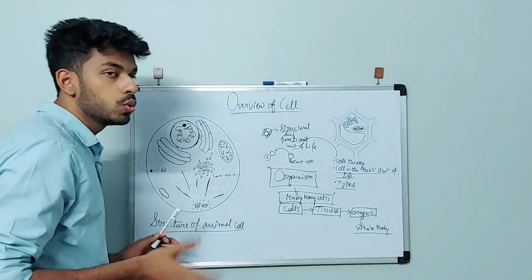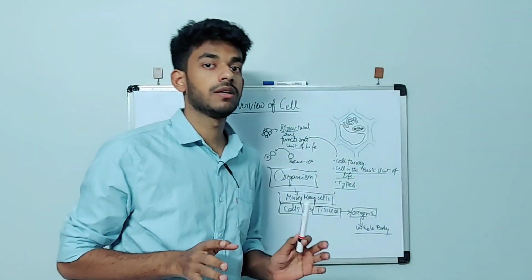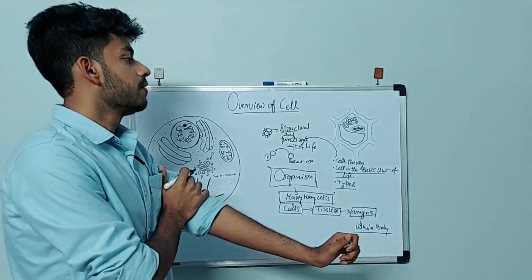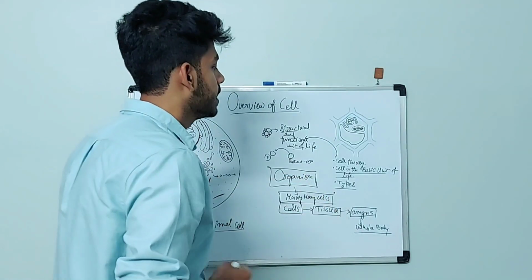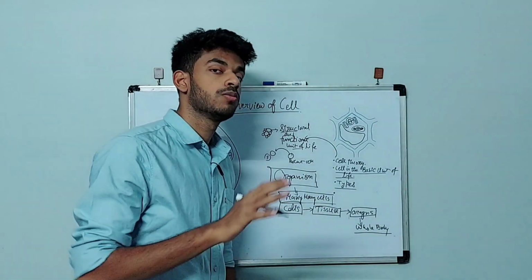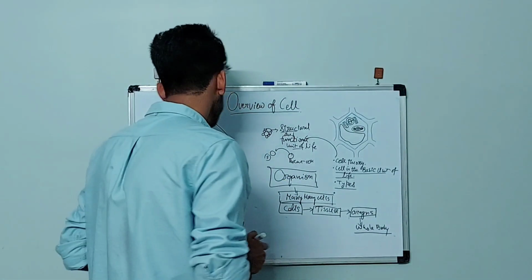So there are two types of cells from the perspective of evolution.